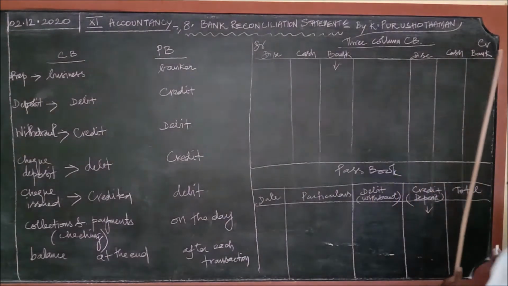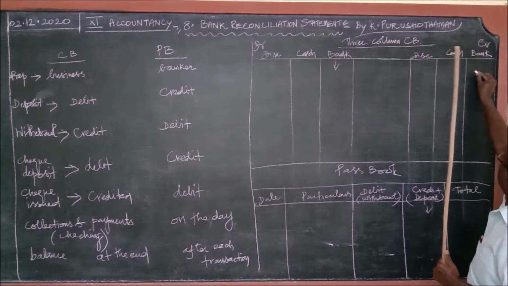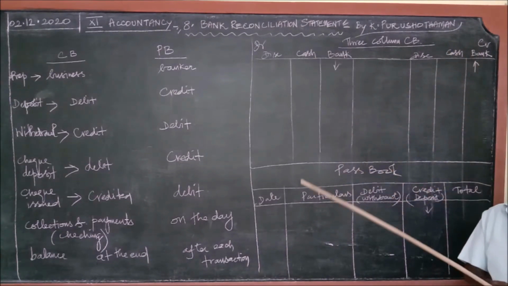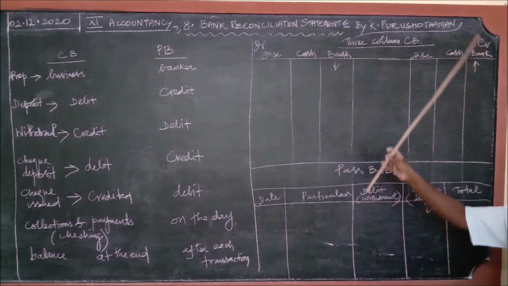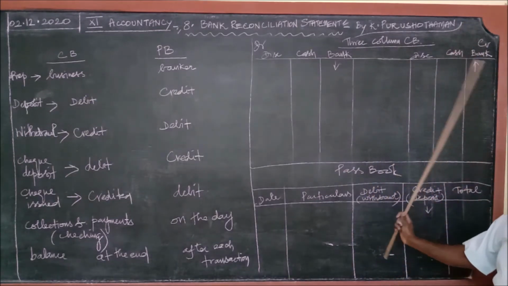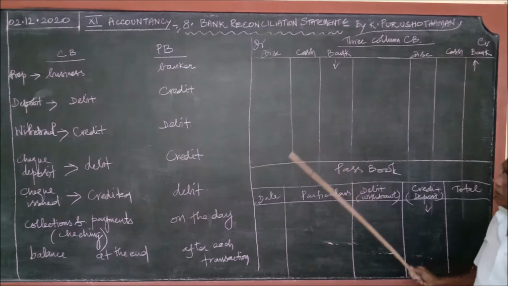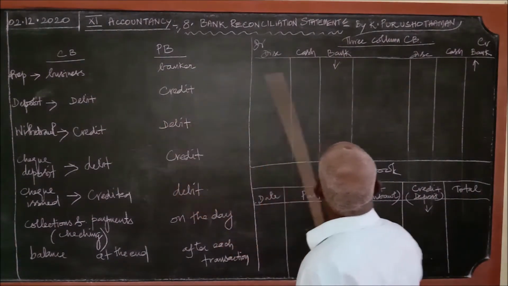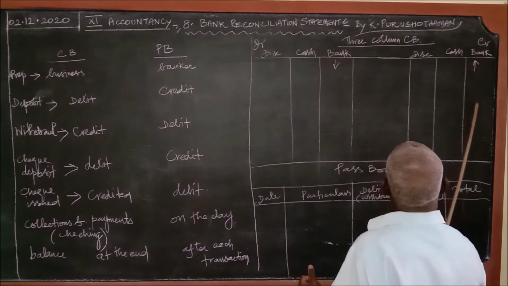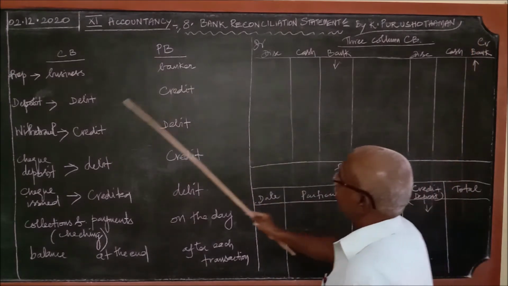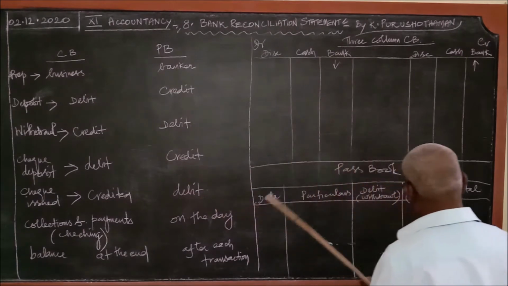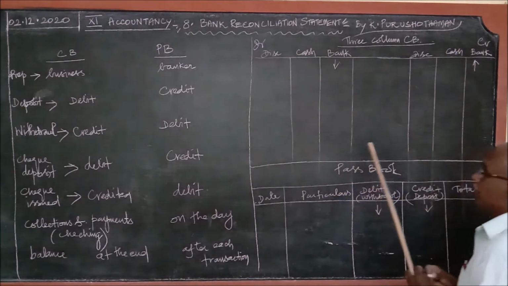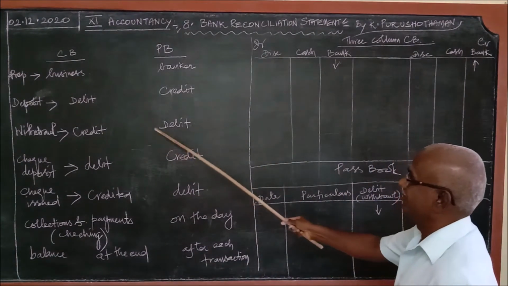Then the opposite, withdrawal. Whenever money is withdrawn from the bank, it goes out of the bank. Therefore, a withdrawal in the cash book is credited. And for the withdrawal in the passbook, it is debited. That's what I have written.